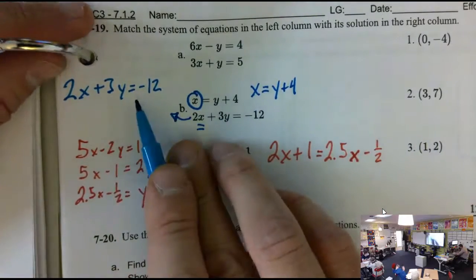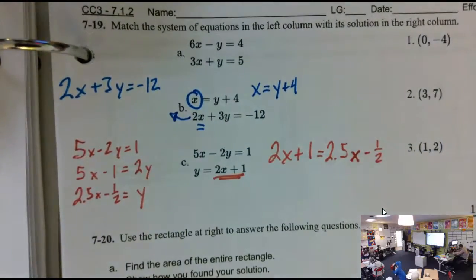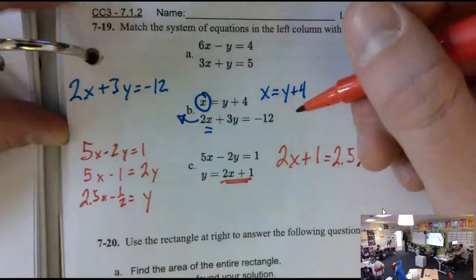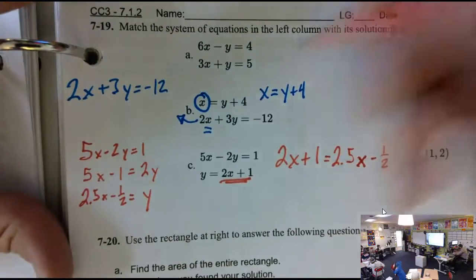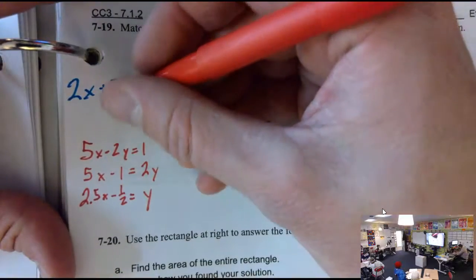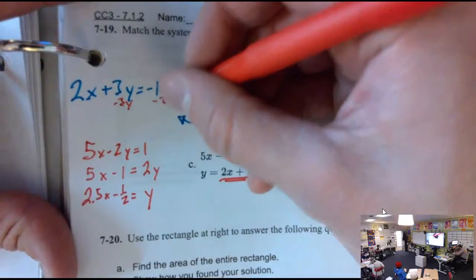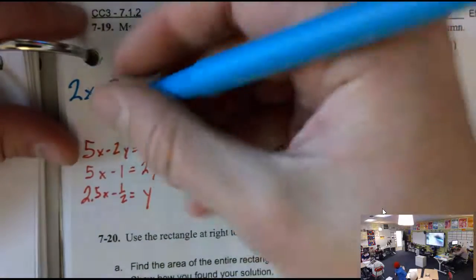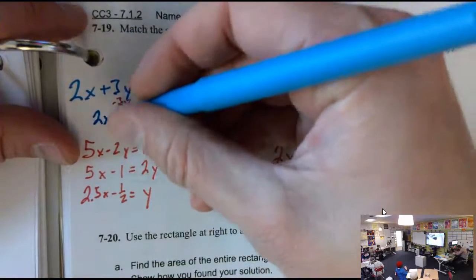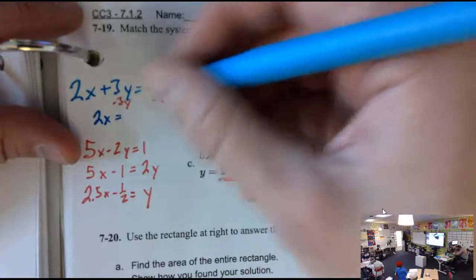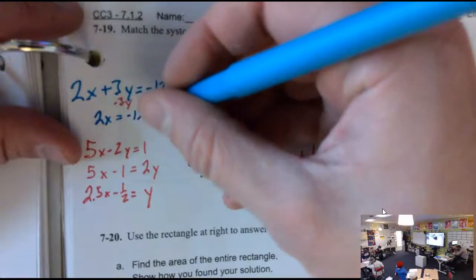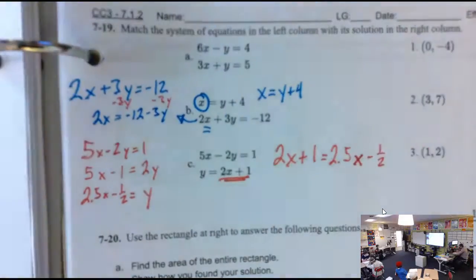So then, and if you already know how to do this, that's okay, but I fear that a lot of us are a little rocky on this because we haven't practiced this a lot. Get rid of the 3y from the left side. Subtract 3y. So then 2x is equal to negative 12 minus 3y. Divide everything by 2.